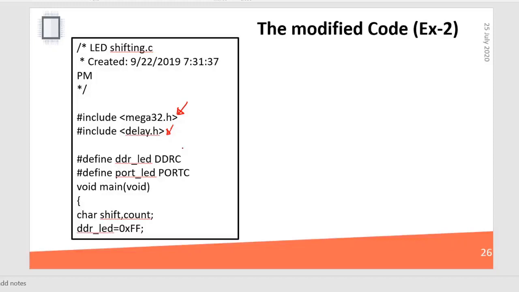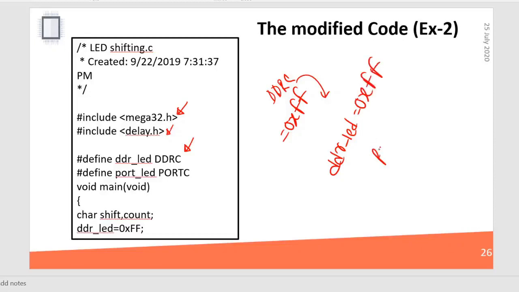So for that delay I am using a delay header file. And then instead of using DDRC or port C, I am giving a name to it. So DDRC is named as DDR_LED. So I do not have to write DDRC is equal to 0xFF. I can write just DDR_LED is equal to 0xFF. Also, I do not have to write PORTC is equal to 0x80. I just can write PORT_LED is equal to 0x80. All right. So let's move forward.